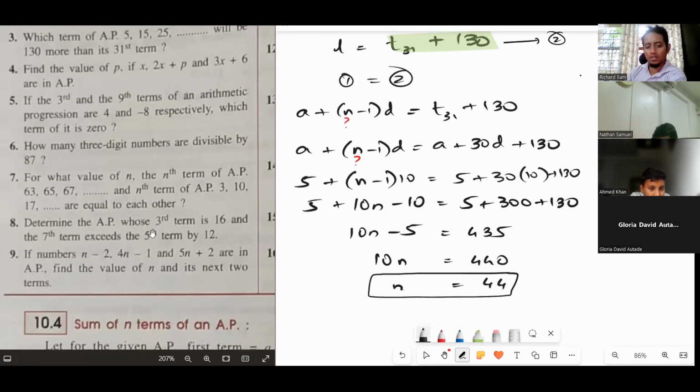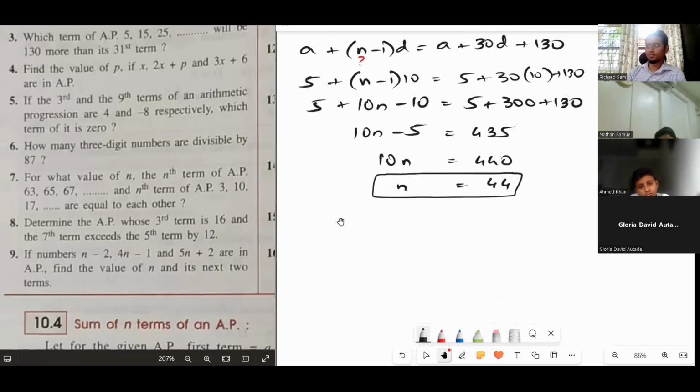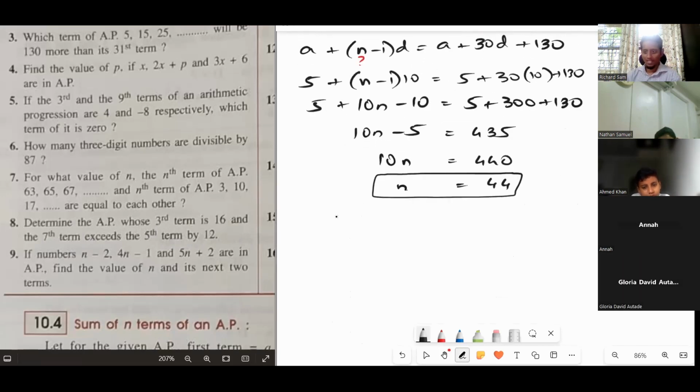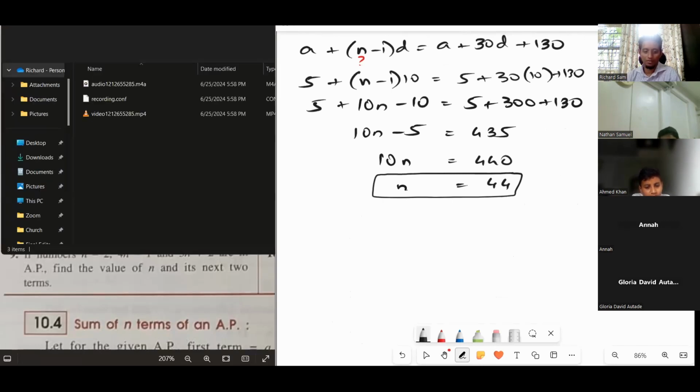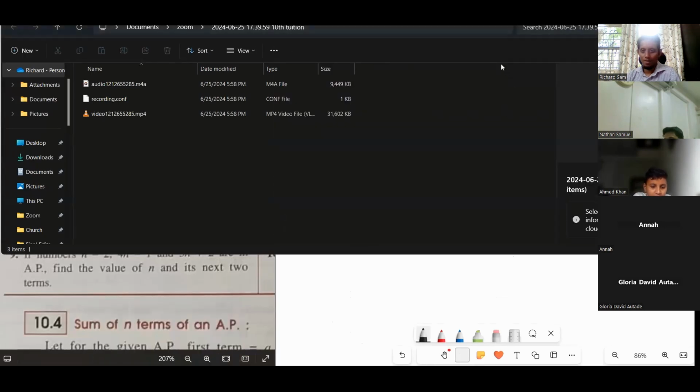Determine the AP whose third term is 16 and the seventh term exceeds the fifth term by 12. Exceeds means what? What's the meaning of the word exceeds? Exceeds means is more than. If I say my age exceeds your age by 5, what does that mean? I'm 5 years older than you.